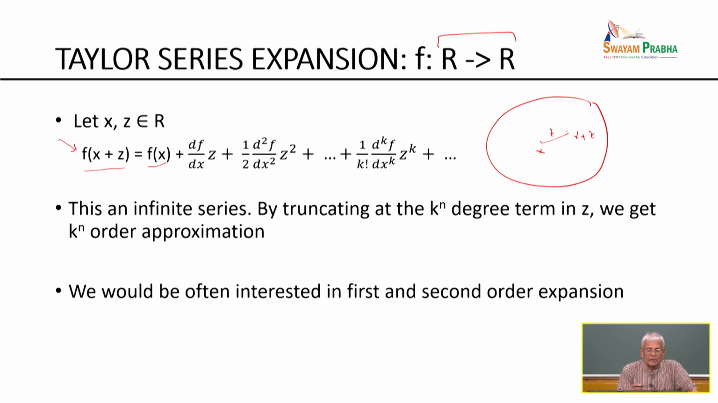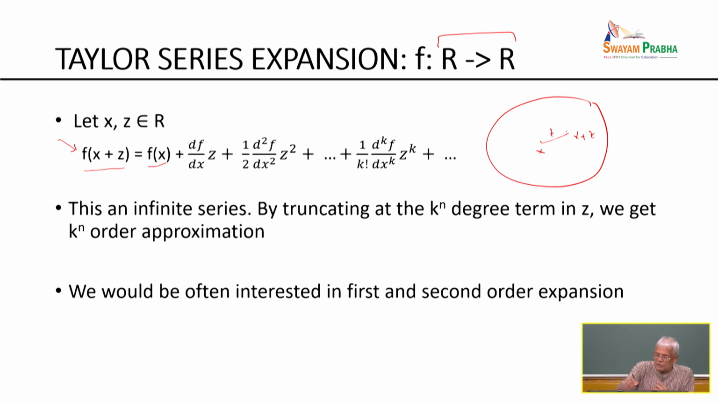The Taylor series expansion essentially tells you f of x plus z is f of x plus the derivative of f times z, plus 1/2 of the second derivative times z squared, and so on, up to 1 over factorial k, the kth derivative times z to the power of k. I'm sure you must have done this. If you have done BE or a bachelor's course in mathematics, you should have been introduced to Taylor series. So this is the Taylor series in a single variable.